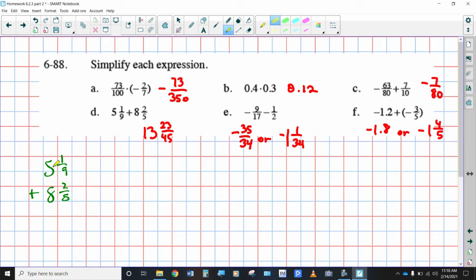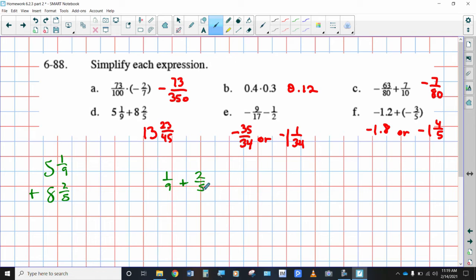So we're going to do two parts. We're going to add the whole number part, and we are going to add the fraction part. So let's start with the fraction part. And let's add together 1/9 plus 2/5. Our common denominator is going to be 45.